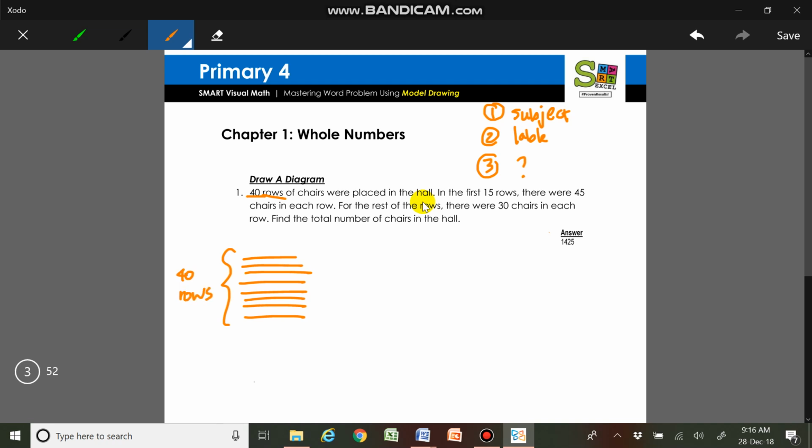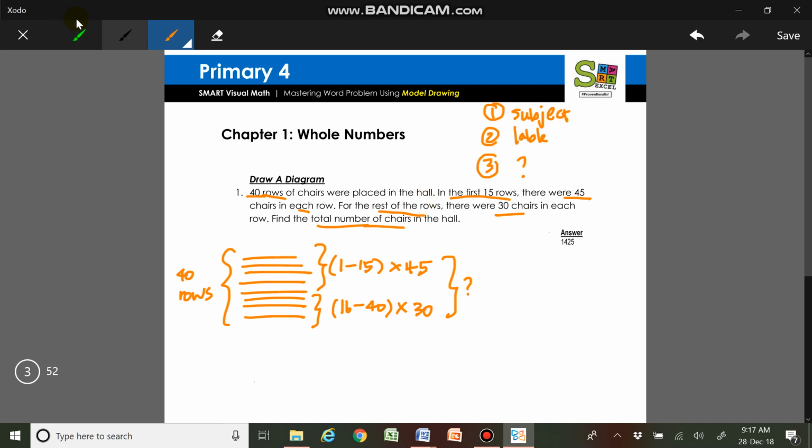And the first 15 rows, so we have here from row 1 to 15, and there were 45 chairs in each row, so we need to multiply by 45. For the rest of the rows, it refers to the 16th row onwards, so 16 to the end, which is 40, and they have 30 chairs, so we multiply by 30. When they ask for the total number of chairs, it means they ask for all together. Alright, so this is how we draw the diagram.